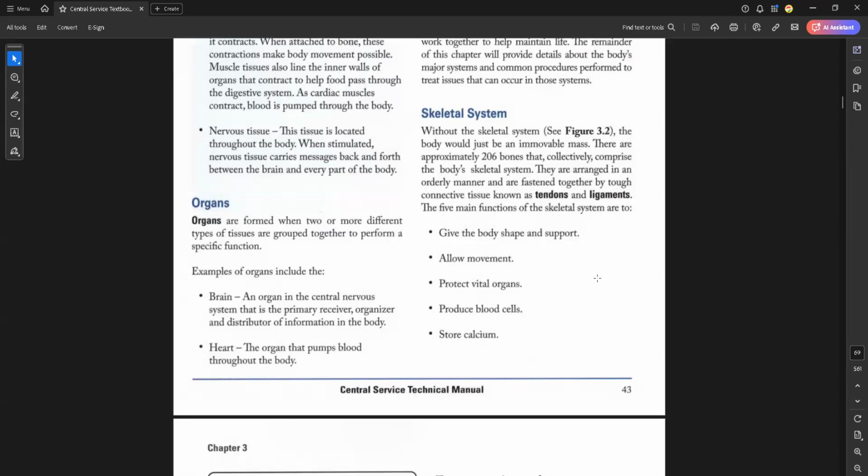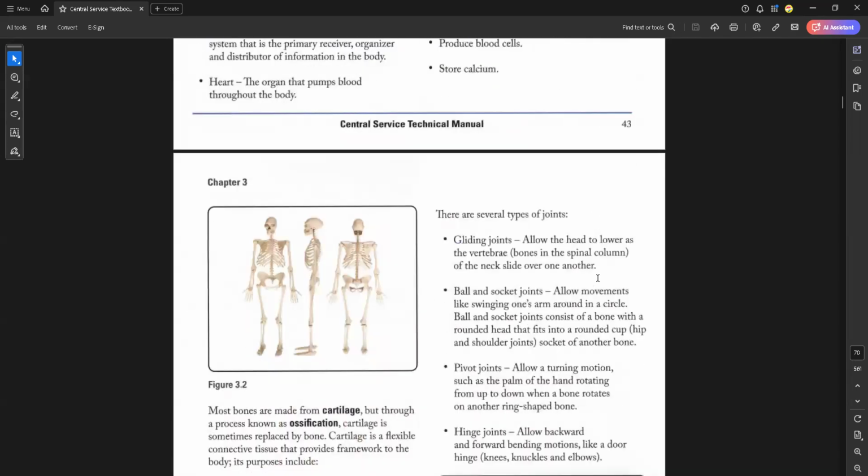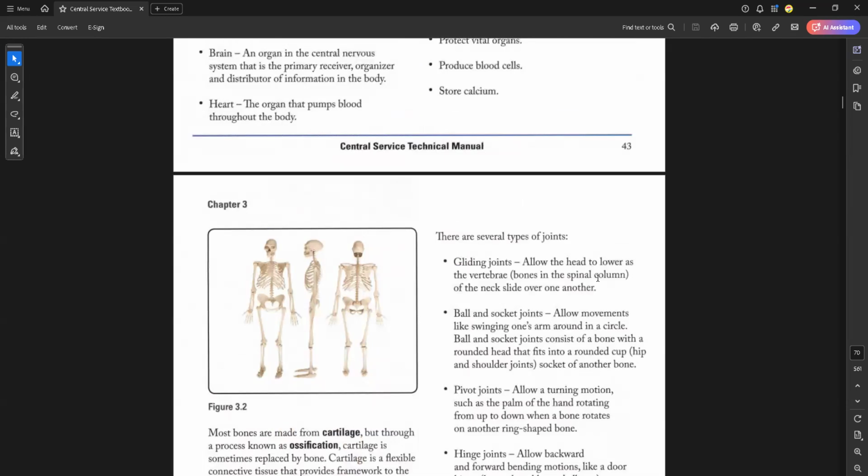There are approximately 206 bones. When we are kids, we have a lot of bones, but at the end, some actually join together. We have tendons and ligaments.